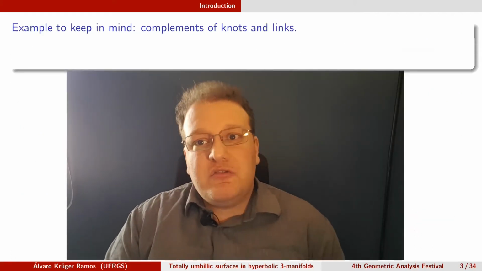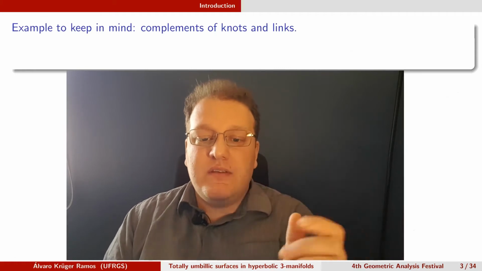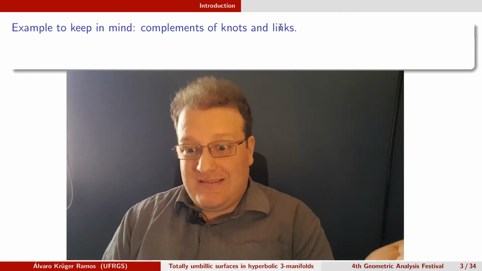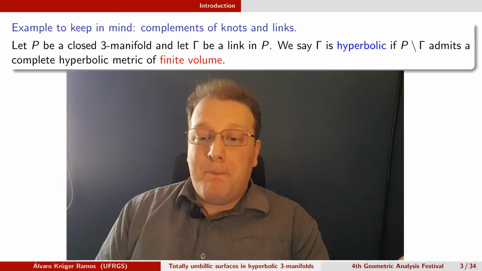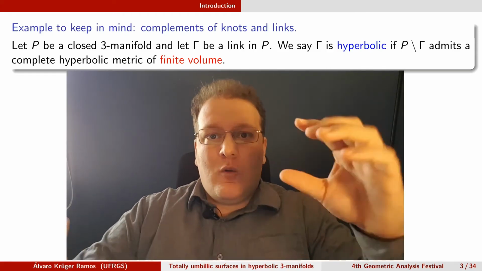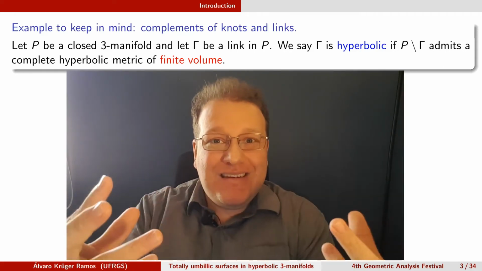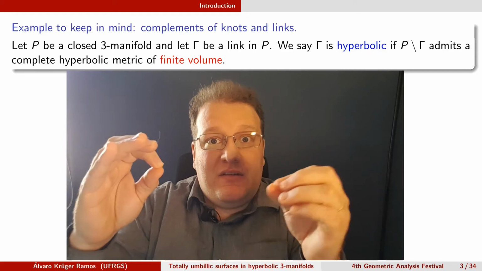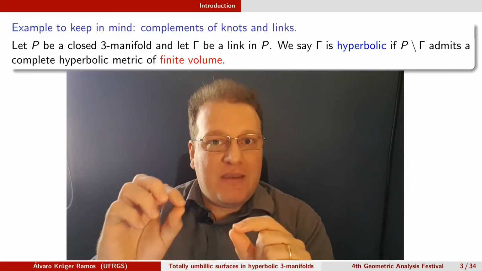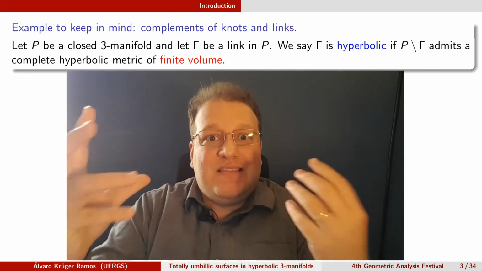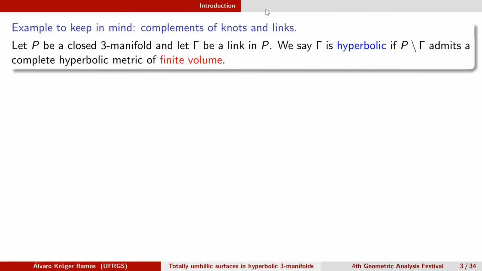Okay, so the example to keep in mind, and this was a lot of what Thurston did, was the complements of knots and links. So let P be a closed trimanifold and take a link in this manifold P. So what is a link? A link is several S1s embedded in your manifold, which can be linked or not. Maybe they are not linked, despite the definition of the word link. So a knot is just an embedding of S1 inside a space, and a link is several knots which are disjoint. So we say that a link is hyperbolic if the complement of the link in your manifold admits a hyperbolic metric of finite volume.